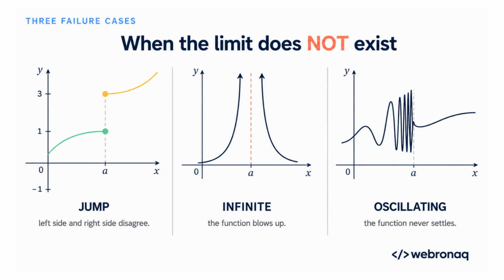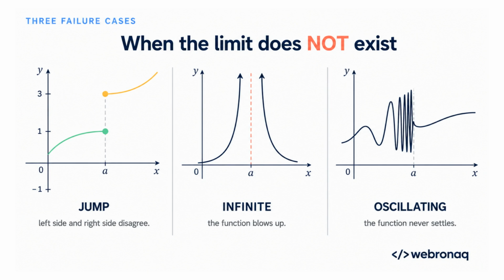Okay, so we've talked about limits that exist. But limits don't always cooperate. There are 3 classic situations where the limit just refuses to exist. And you'll run into all of them in calculus, so it's worth knowing them by name. First one, the jump. The function approaches one value from the left, and a completely different value from the right. Like we said before, the two sides disagree, so there's no single value we can call the limit.